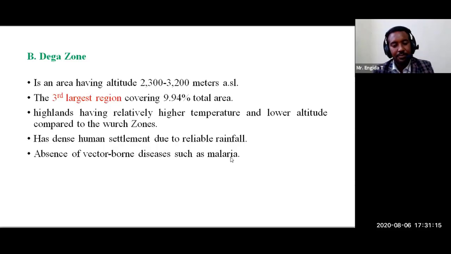Okay. In Ethiopia, the most densely populated zones or regions are like Daga, like even Wurch, because people need regions that are neither extremely cold nor extremely hot. Okay, as a result, this region is densely populated as compared to other regions.